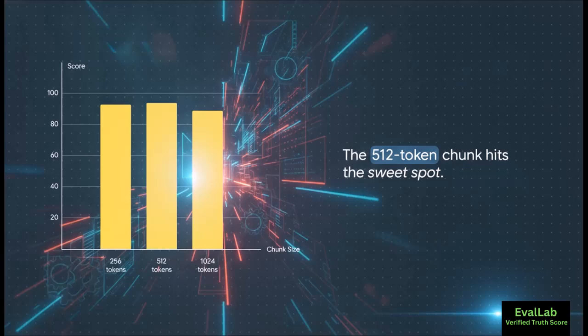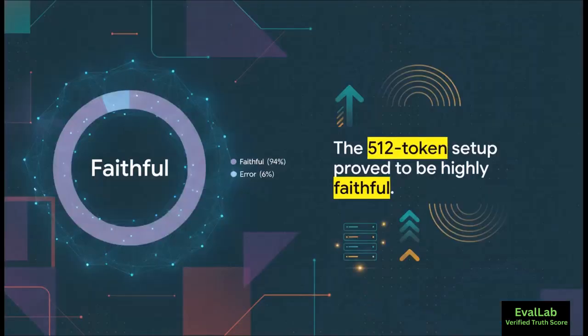It turns out the Goldilocks zone is right in the middle. The 512 token medium chunk hit the absolute sweet spot. And there it is. That 512 token setup delivered an empirically verified 94% faithfulness score. The system systematically optimized its own performance to prove it's grounded in reality.